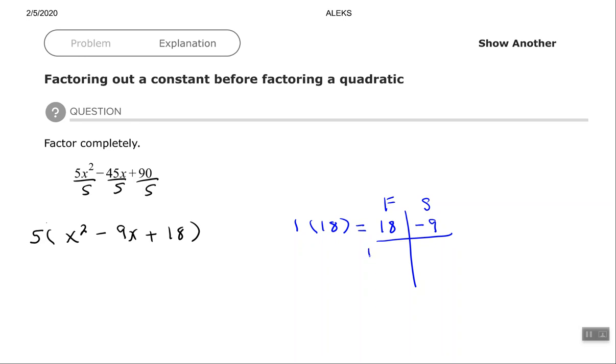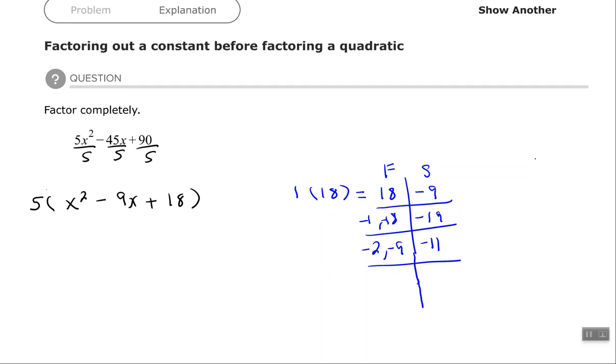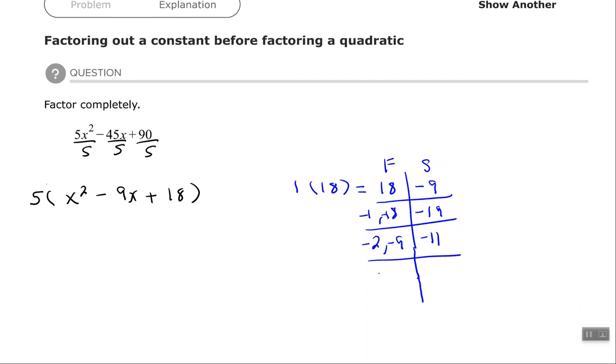All right, so negative 1 and negative 18 adds up to be negative 19. 2 will go into 18, so 18 divided by 2 is 9. So negative 2 and negative 9 adds up to be negative 11, so we're still not quite there yet. Will 3 go into 18? Yep. So 18 divided by 3 is 6. Negative 3 and negative 6 is negative 9. So that's what we needed.